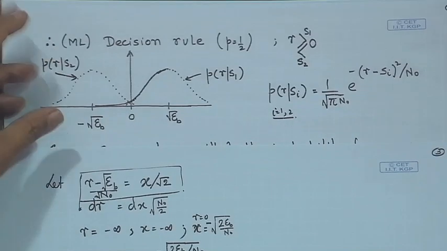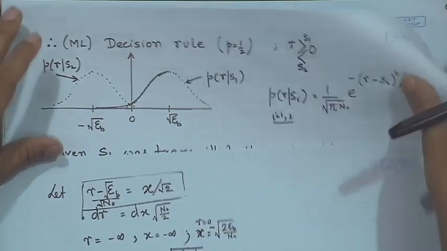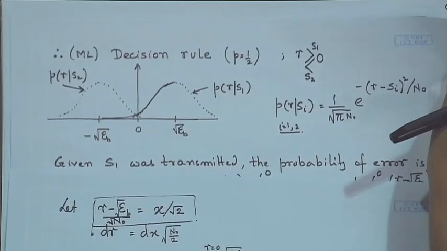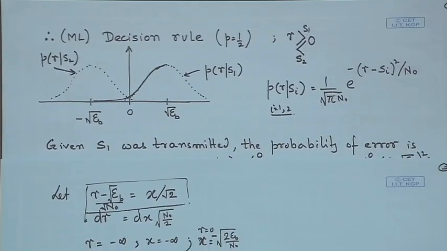So, in summary, we have started off with the binary PAM. For the binary PAM, we have considered equiprobable transmission.